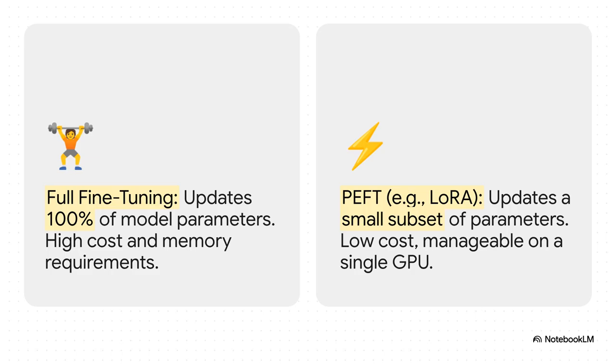Full fine-tuning means updating all of the model's billions of parameters. It's super expensive, and you end up with a brand new, massive model file every time. But parameter-efficient methods, or PEFT for short, like LoRA, do something totally different. They freeze the original model and only train a tiny, tiny fraction of new parameters. We're talking less than 1%. This creates a small, portable adapter file, which makes the whole thing manageable on a single GPU.